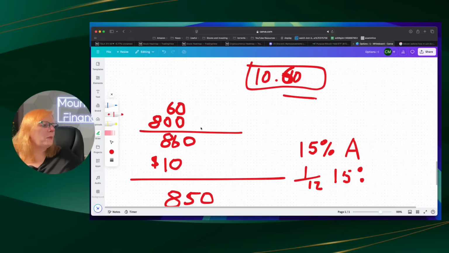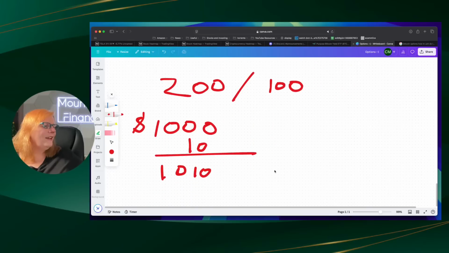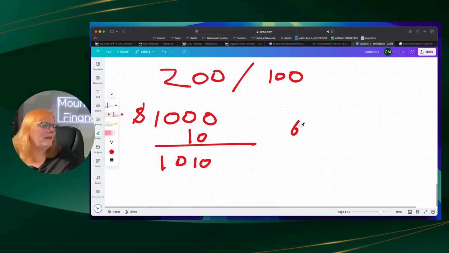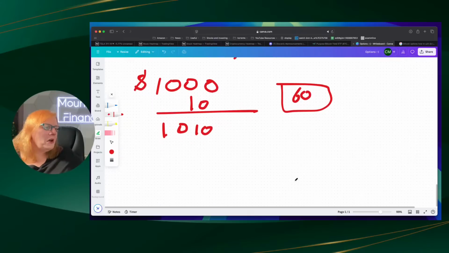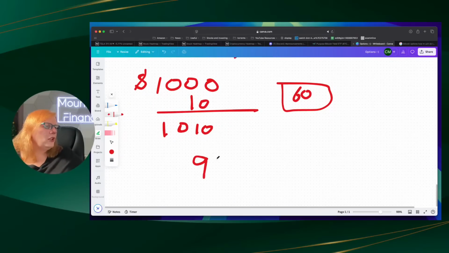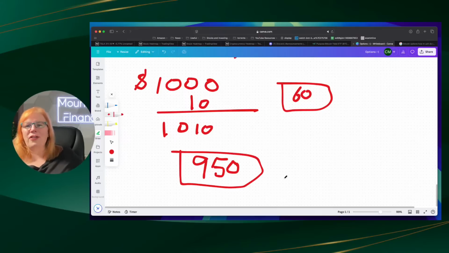How much did you make? Well, you've got to keep your premium. That's $60. So in this case here, you have $60 that you got from the premium. So that means that you are in the hole $950. Thank you, leverage. I love it. But that's how that all works.